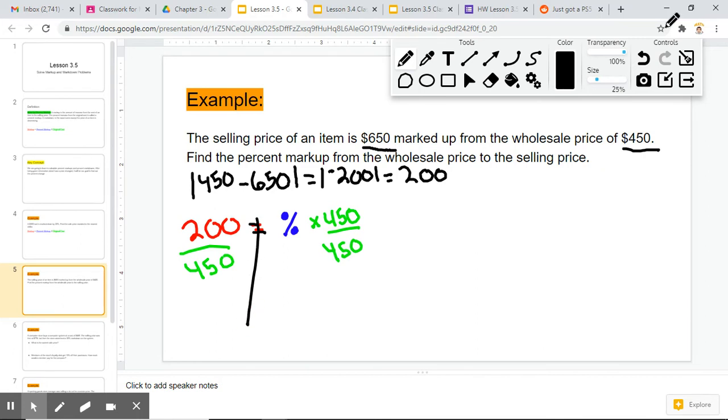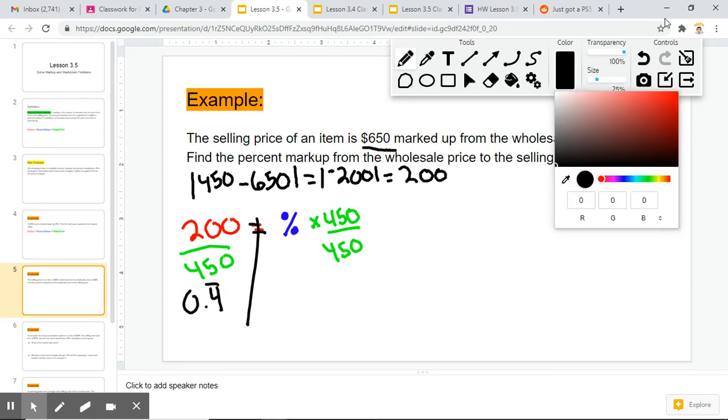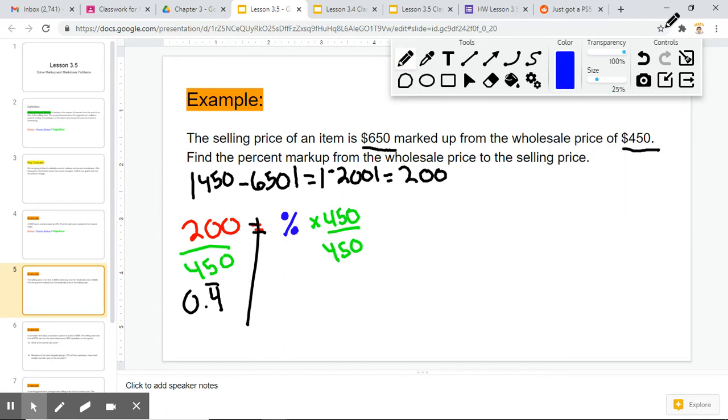And we'll get that our percent markup is equal to 200 divided by 450, which would be equal to 0.4. Right, but this is a decimal, and we need our percent to be in a percent. So how do we go from this here? Well, we're obviously going to multiply by 100 or move our decimal place over 2 spots, 1, 2, and we would get 44.4%. And that is the markup from the wholesale price to the selling price. It started at $450 and it ended at $650.